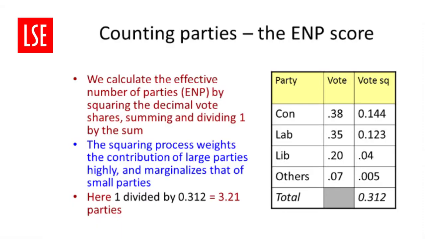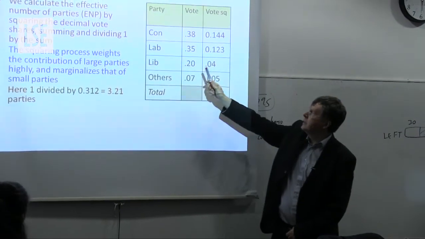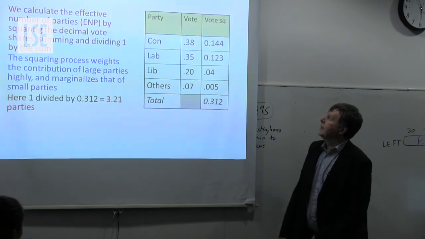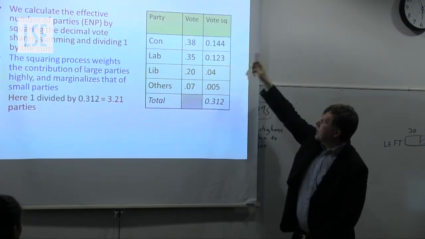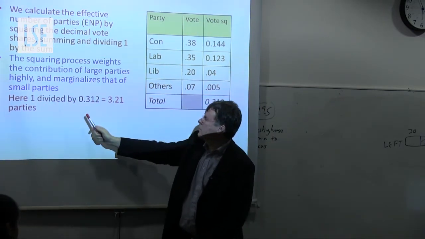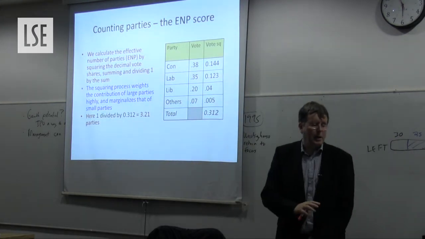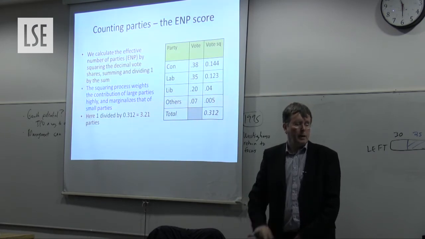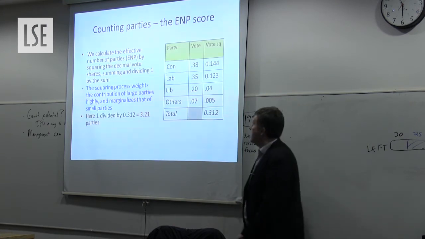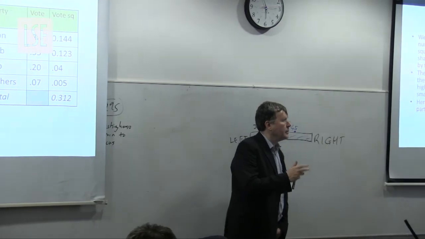The other thing that we need to think about is another very simple score called the effective number of parties. Basically we're trying to get to one number that tells us how many parties are contesting an election. The way we do this is we take the decimal vote share for the parties, so instead of writing 38%, we write 0.38. Then we square it, add up the squared votes, and then divide 1 by this total, which in this case generates a number of 3.21. What that says is, given 38% voted Labour, 38% Conservative, 20% Liberal, 7% for others, that is equivalent to, weighted out, 3.21 parties. So that's just a measure that allows for the fact that parties are of different sizes.